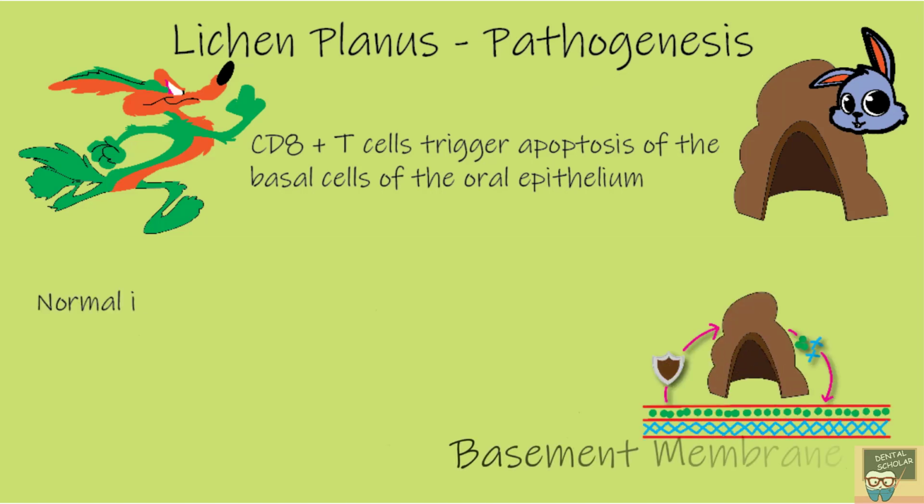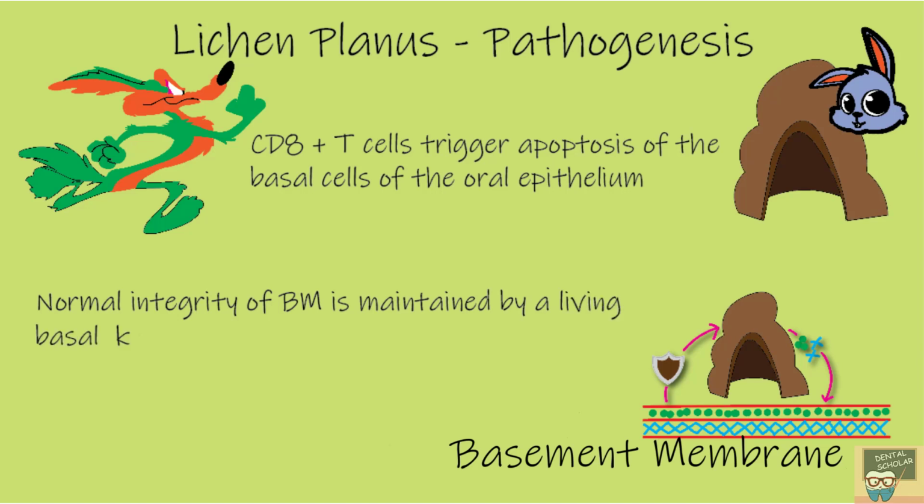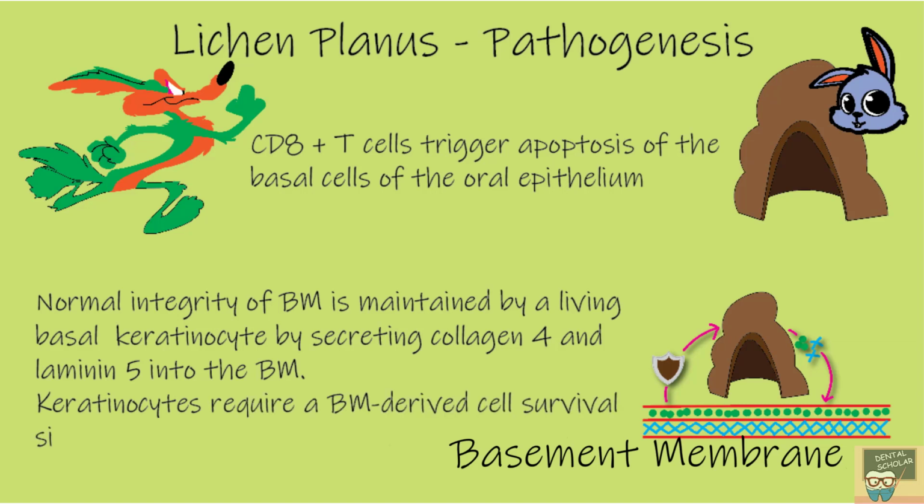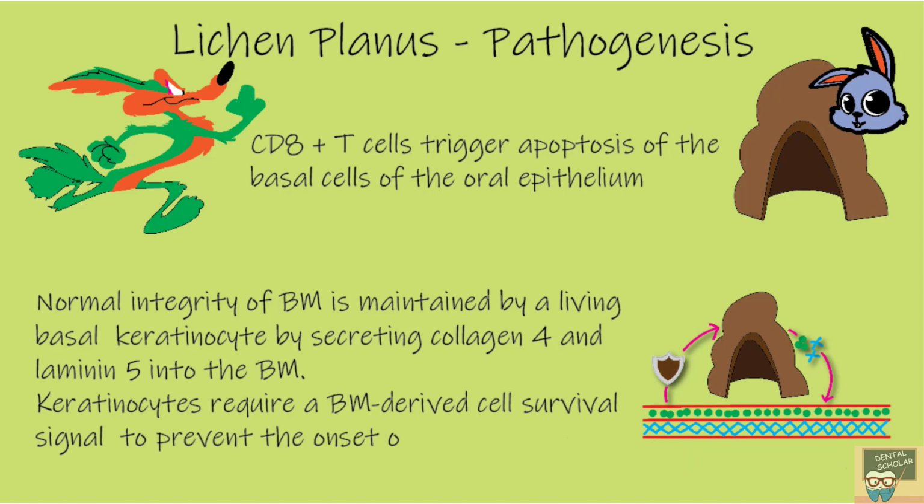The normal integrity of basement membrane is maintained by a living basal keratinocyte, as it secretes collagen 4 and laminin 5 into the basement membrane, and these collagen 4 and laminin 5 are the forming elements of the basement membrane. The keratinocyte, on the other hand, requires a basement membrane derived cell survival signal. This cell survival signal prevents the onset of apoptosis of this basal keratinocyte.